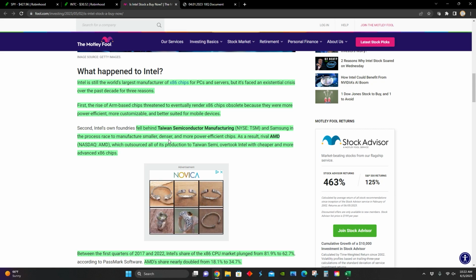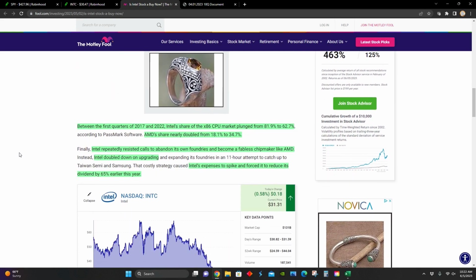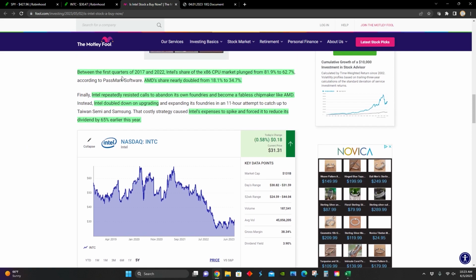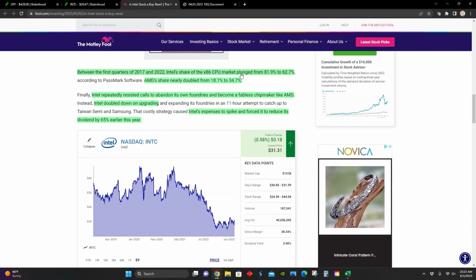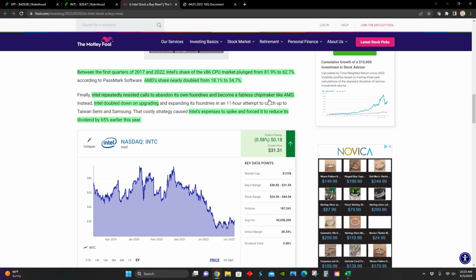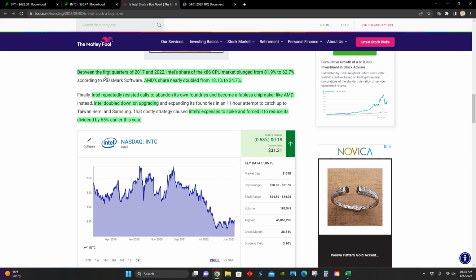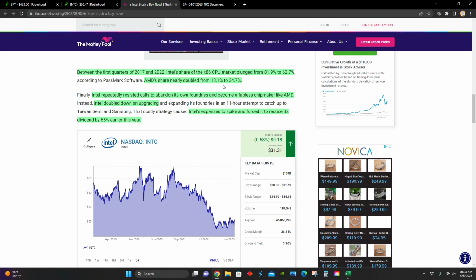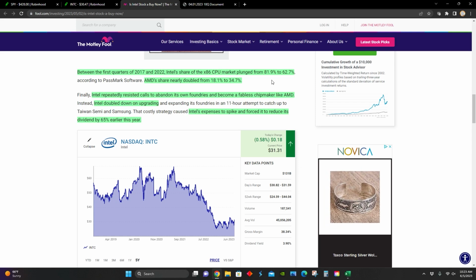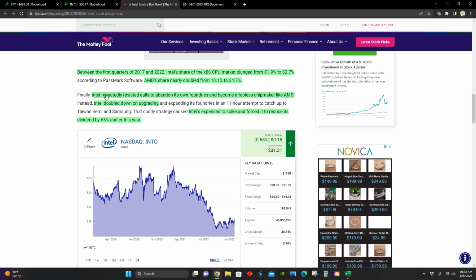And as a result, their rival AMD, which outsourced all of their production to Taiwan, overtook Intel with cheaper, more advanced x86 chips. And so the problem mainly is that Intel is keeping all of their production in-house, but the chips that they're producing are rendered obsolete by Taiwan's chips. And because AMD only uses Taiwan's chips, AMD ended up passing Intel as a result of that through product development. Right here, they point out that between the first quarters of 2017 and 2022, Intel's share of the CPU market plunged from 81% to 62%. And in that same time period, AMD's share nearly doubled from 18% to 34%. So Intel basically fell sharply and AMD doubled their market share during that time period.